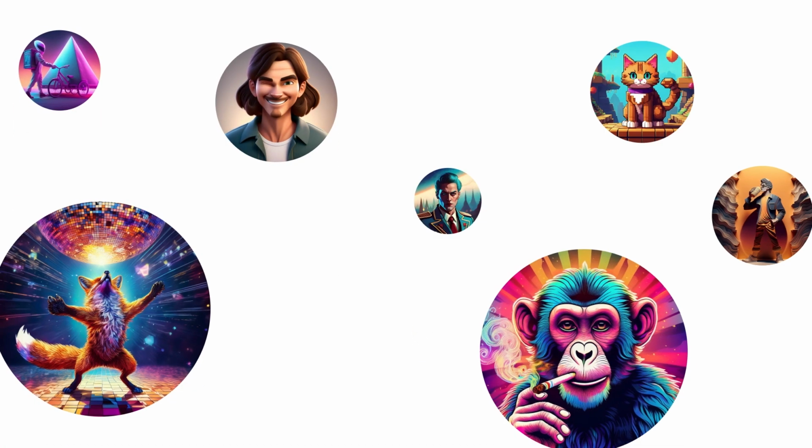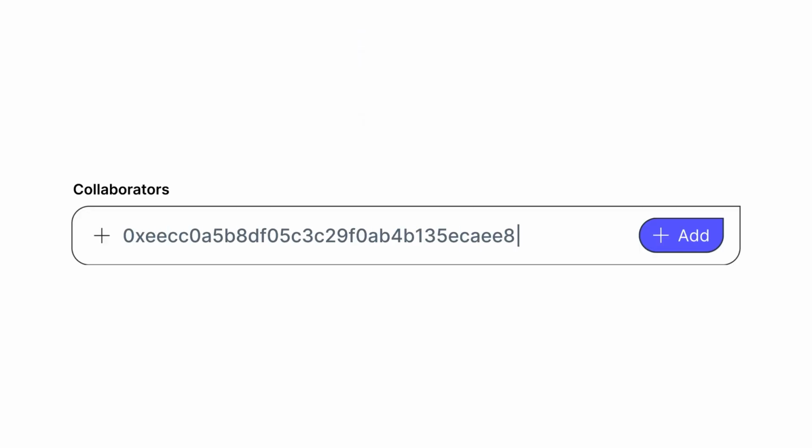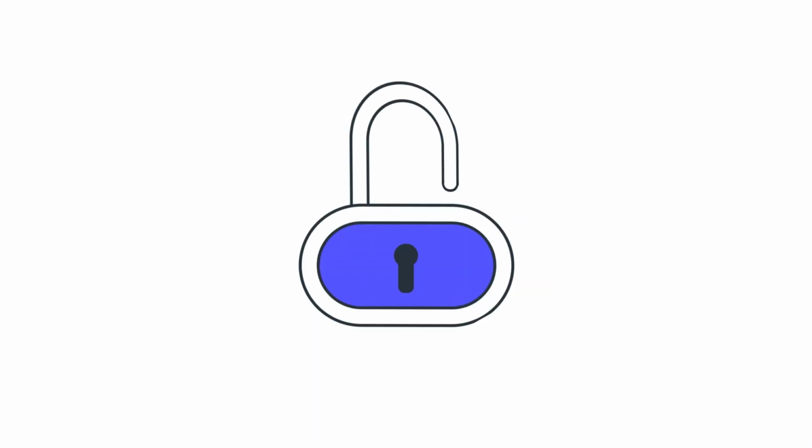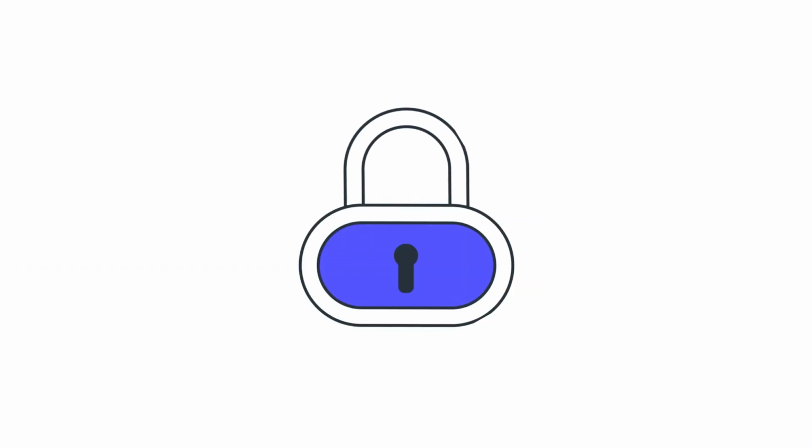With collaborative lists, a group of community members is selected to build a new drip list together through voting. Collaborators are added using their Ethereum addresses, and voting can be public or private, giving you greater control.